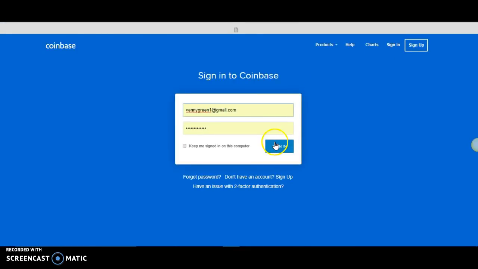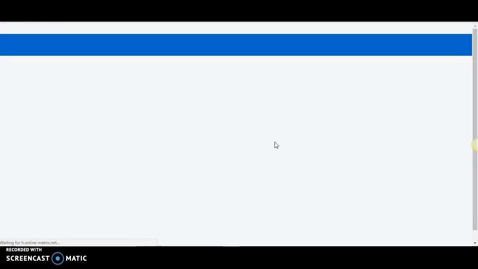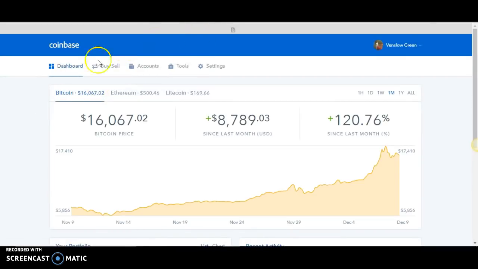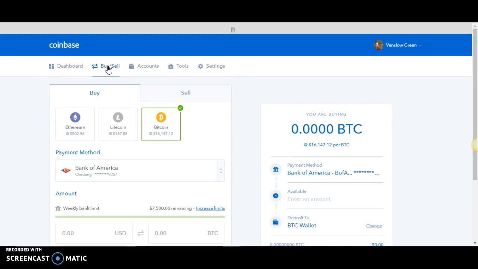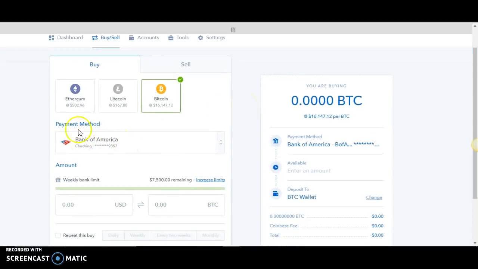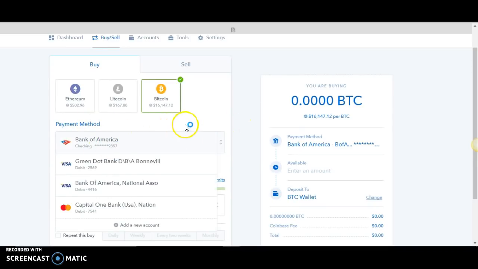Now, since I'm already an account holder, I'm just going to log in and show you how to make your transfers. So once you're in this account, guys, you want to hover over to where it says buy or sell. After you finish your verification process, you went to your email and confirmed your email, the next important step is to validate your payment method. You can either go with a credit card or debit card, or you could use your bank account.